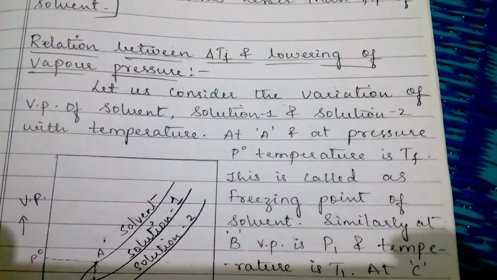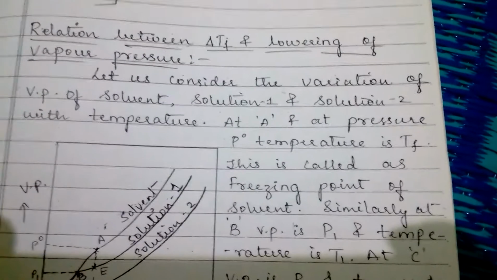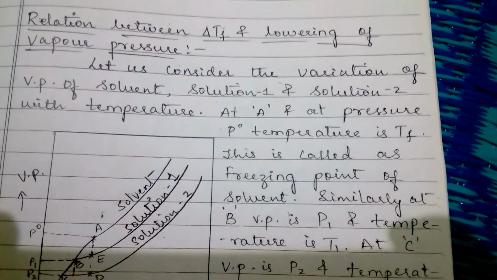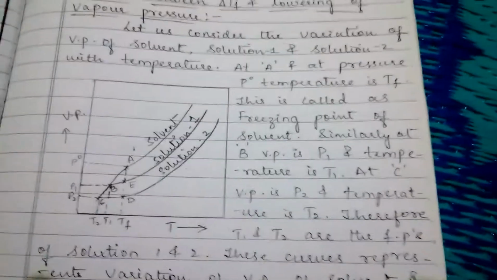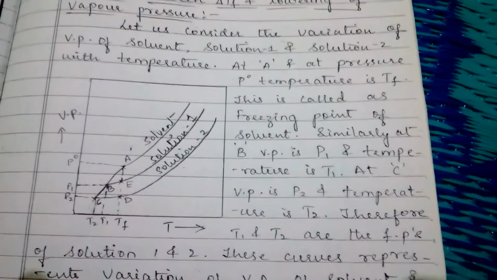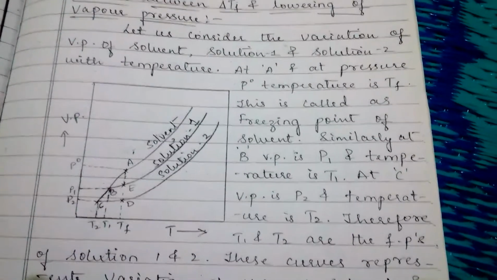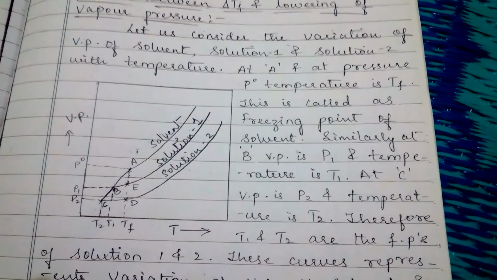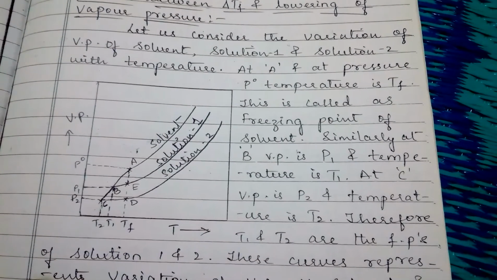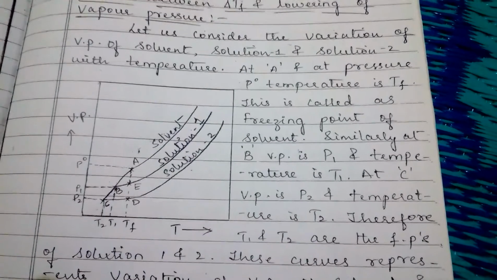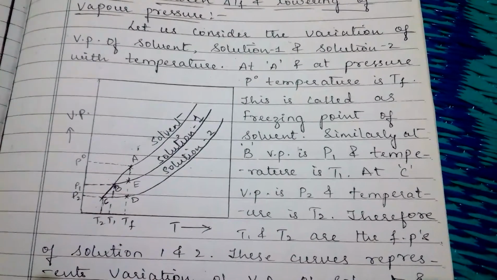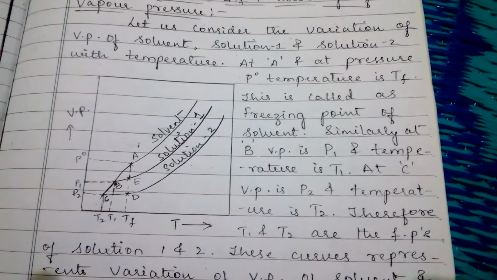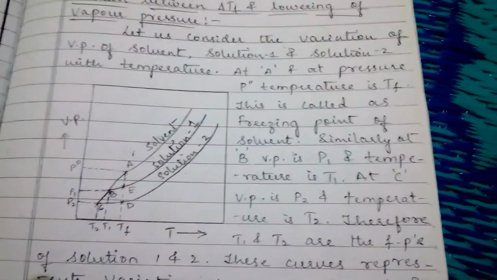After understanding the freezing point, now let us come to the next topic, that is, the relationship between delta Tf and lowering of vapor pressure. Here we have plotted a graph of vapor pressure versus temperature. It consists of three curves: solvent, solution 1, solution 2. For the solvent you can see vapor pressure P0 and temperature Tf. Solution 1 has P1, temperature T1. Solution 2 has vapor pressure P2 and temperature T2.